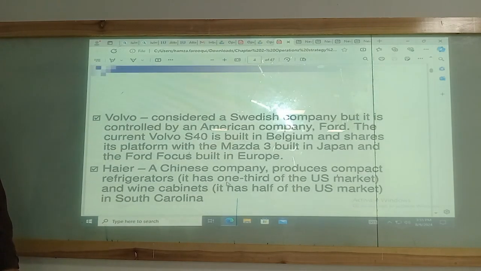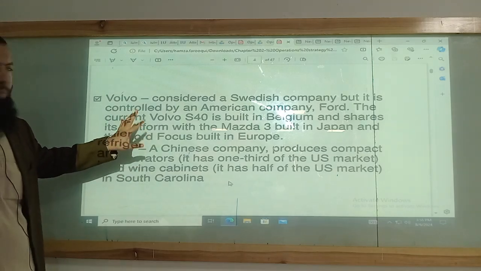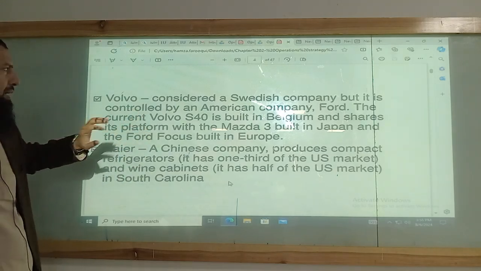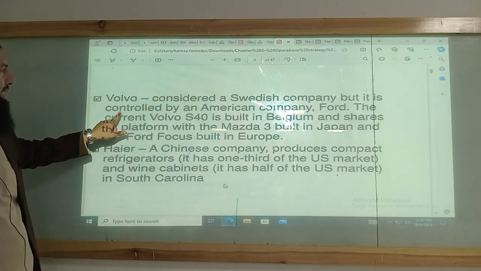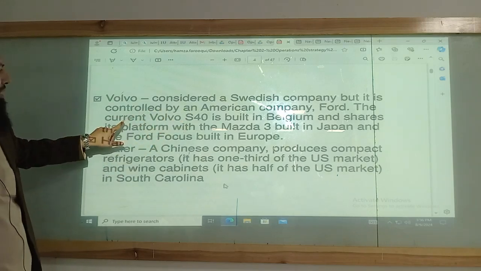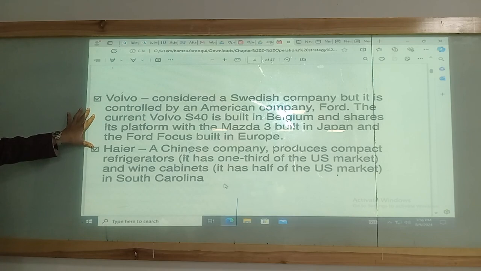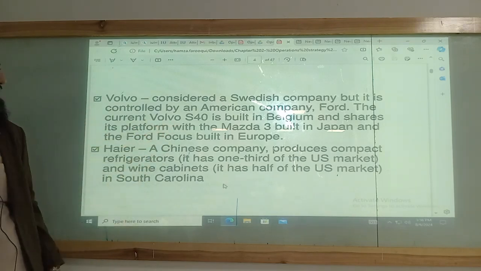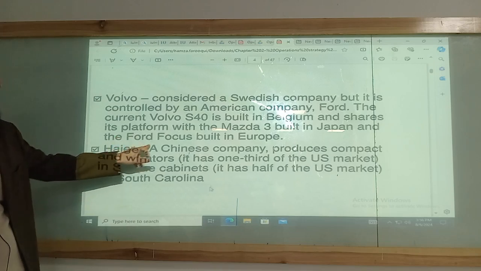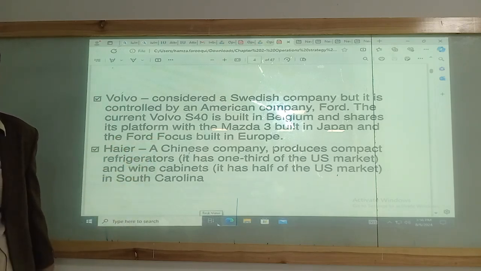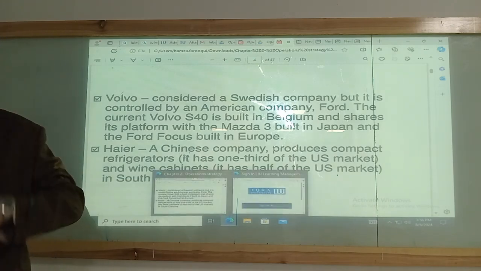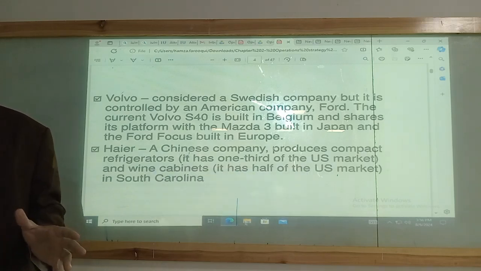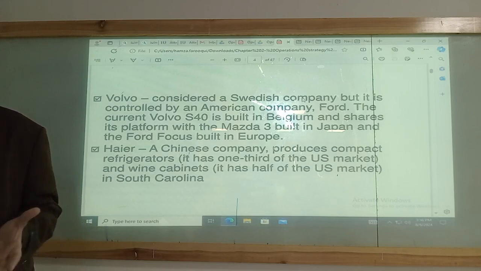So these are the global strategy. Volvo, we talk about Volvo. You might have heard the name of Volvo trucks. Volvo is a Swedish company, but it is controlled by an American company, Ford. The current Volvo S40 is built in Belgium and shares its platform with the Mazda 3 built in Japan and the Ford Focus built in Europe. You see, the companies are of a particular region, but they are producing in another part of the world. Why? Because of multiple reasons, because of their consistent competitive advantage, which we just discussed.